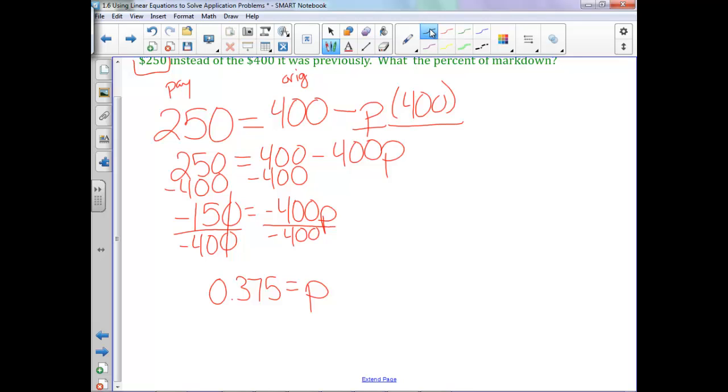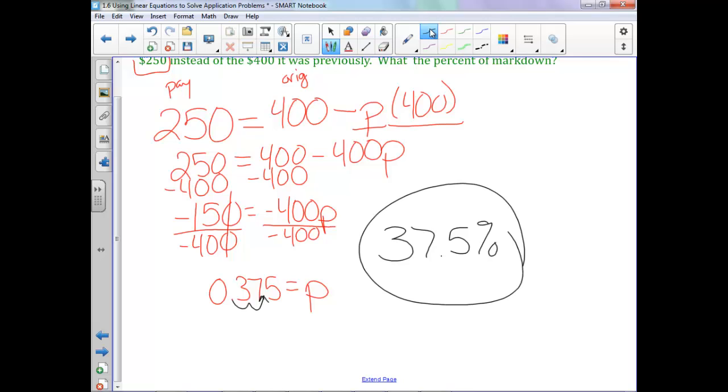So for percents, you want to move that decimal place 2 spots. That 37.5% was how much the phone was marked down. That's how much on sale it is.